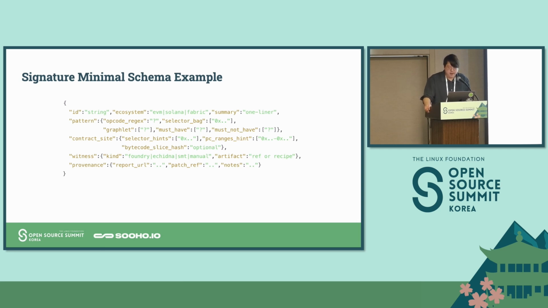There are some fields for the designs. We can also specify what must be present or must not be present using optional anchors. And the contract scope field has localized binding. It can point to a selector hint, a range of program counters, or a hash of a relevant bytecode slice. Finally, the witness and provenance fields are strongly recommended. They link back to the test or proof that validates the issue and to the original audit report or patch that the signature came from. Keeping this small and consistent makes the format easy to share, review and reproduce.